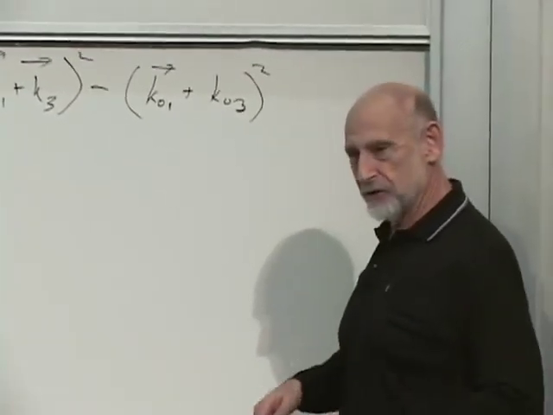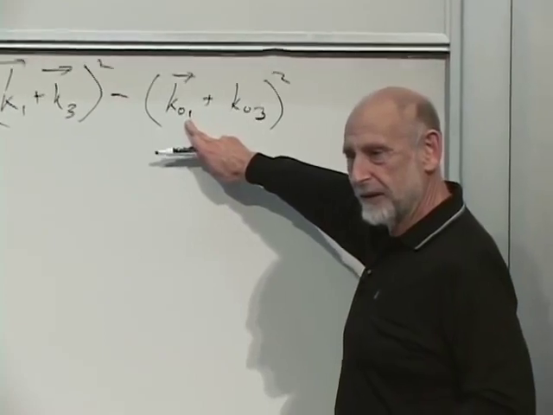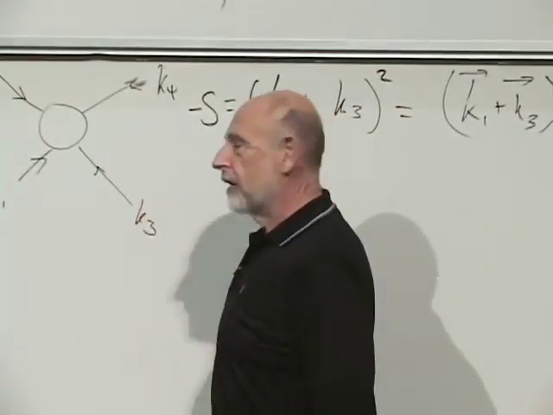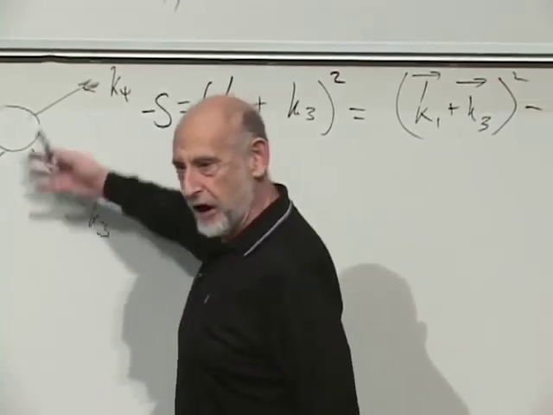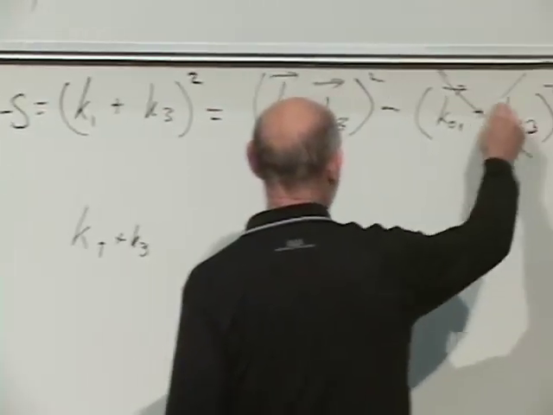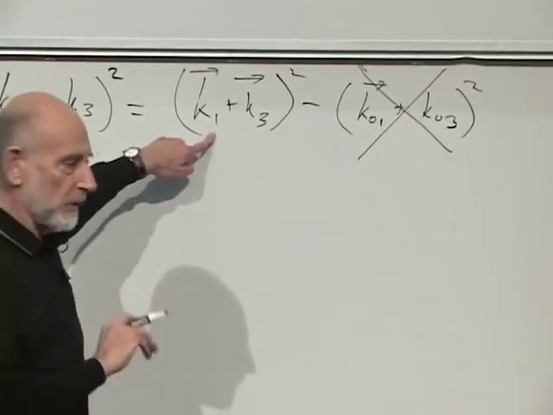Zero. Why 0? Why not twice K? Why not twice the energy? Yeah, because K3 and K4, we flipped the sign on them. All right? So this isn't there. And this is just K1 plus K3 squared. So let's see if we can see what that is.